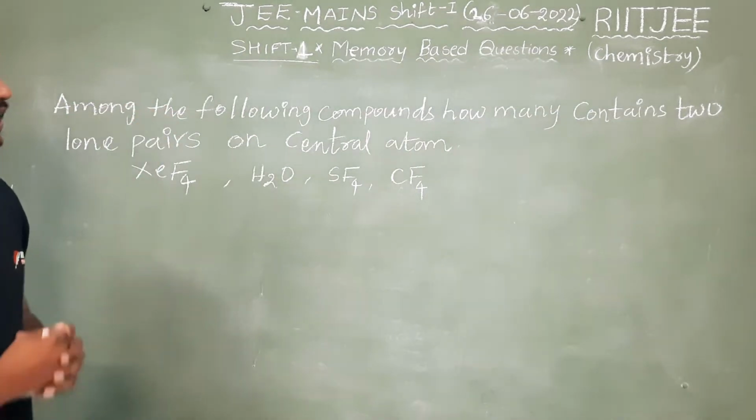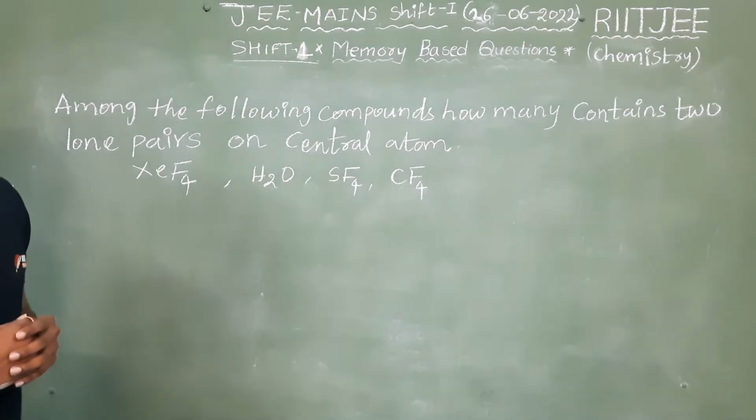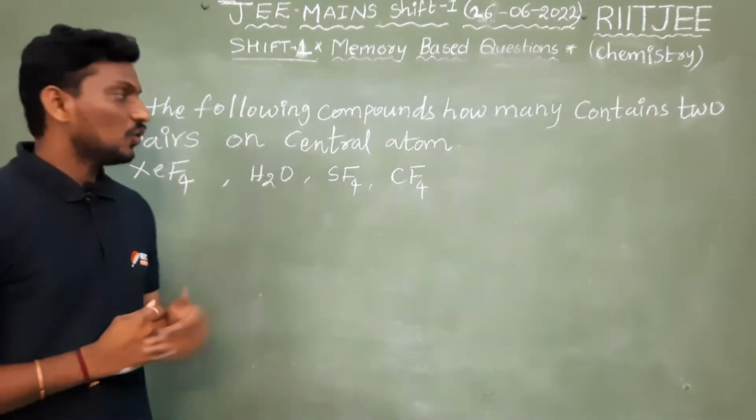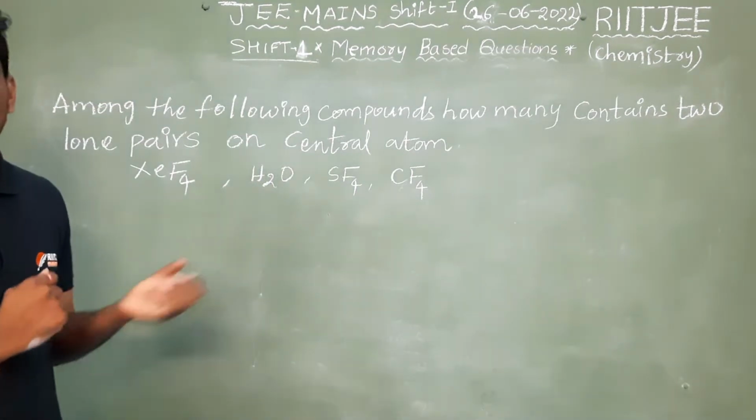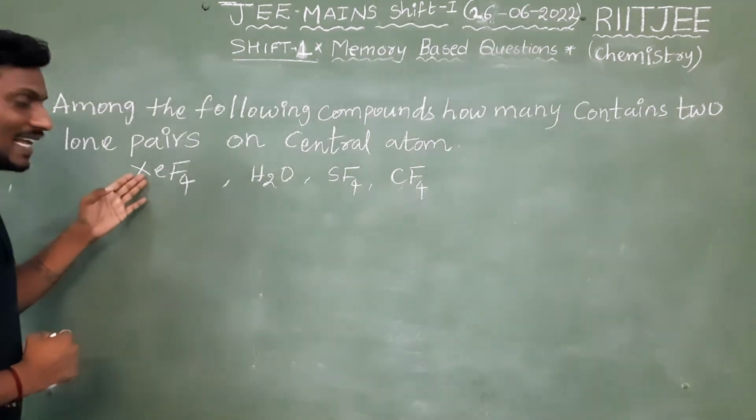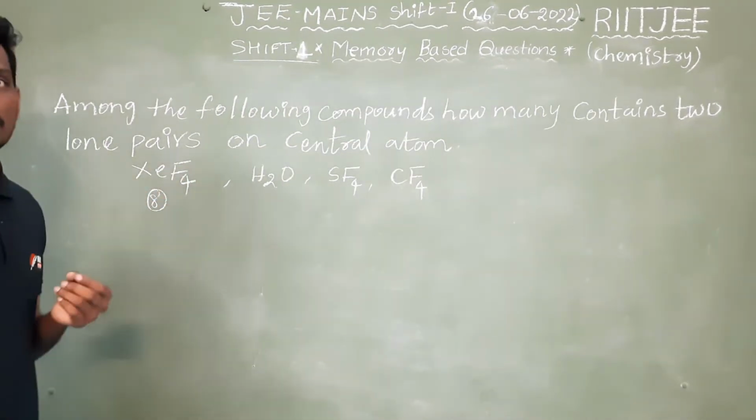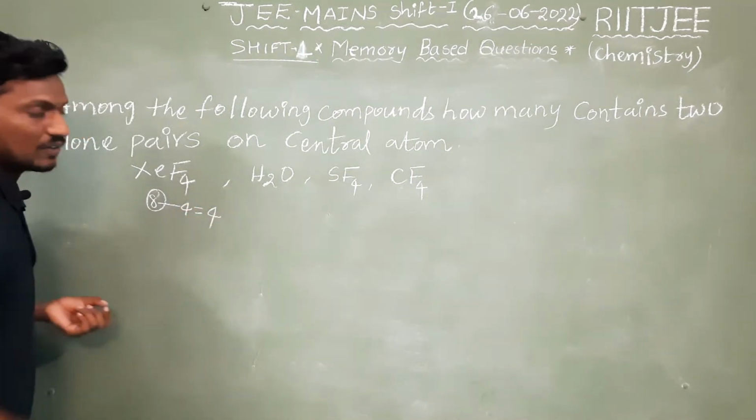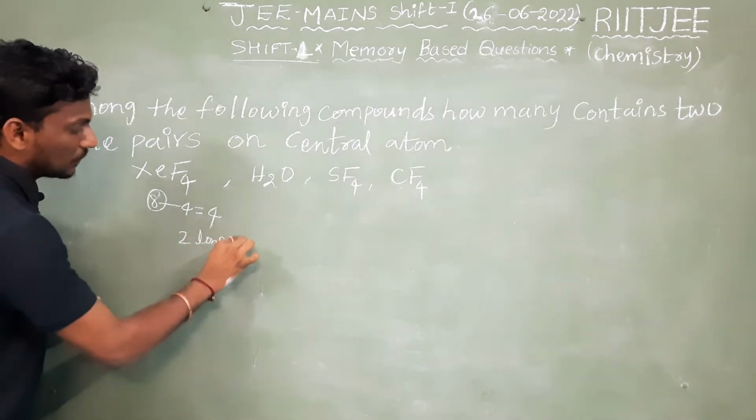Among the following compounds, how many contain 2 lone pairs on the central atom? He has given 4 species, and out of these 4 we need to find how many contain 2 lone pairs. Now let us see here, xenon has 8 electrons. Out of 8, 4 are involved in bonding, so 4 are left. 4 means 2 lone pairs. 2 lone pairs are present here.